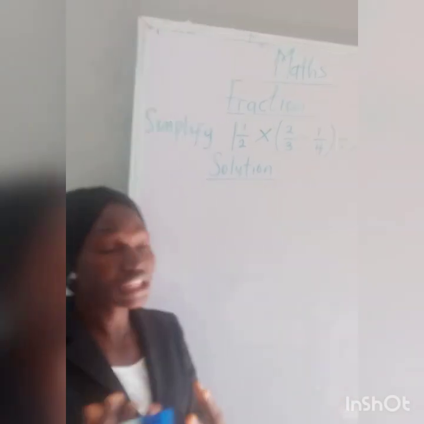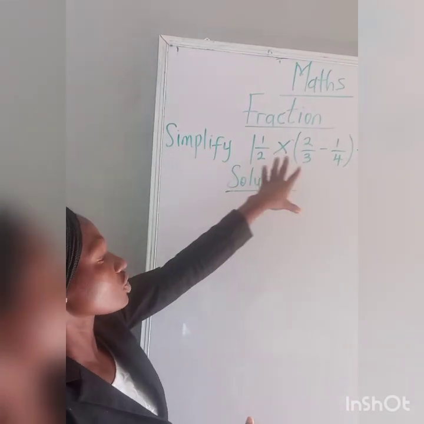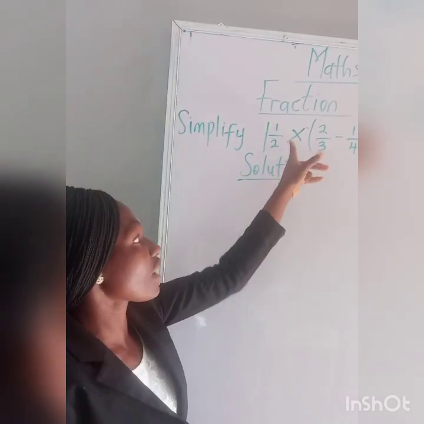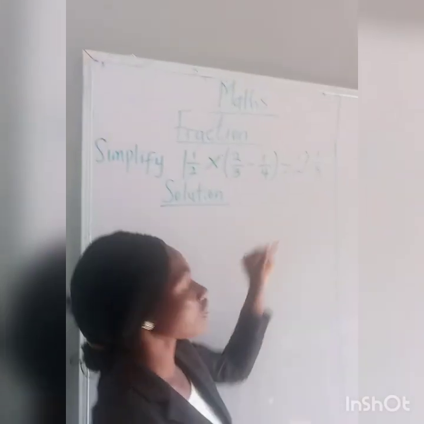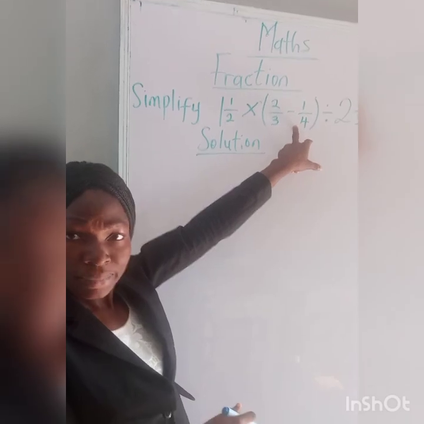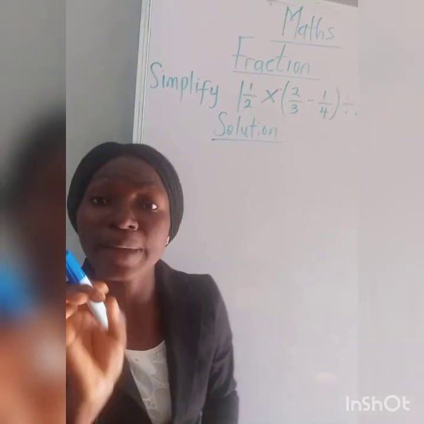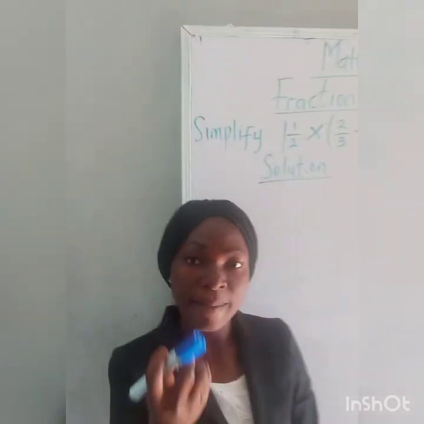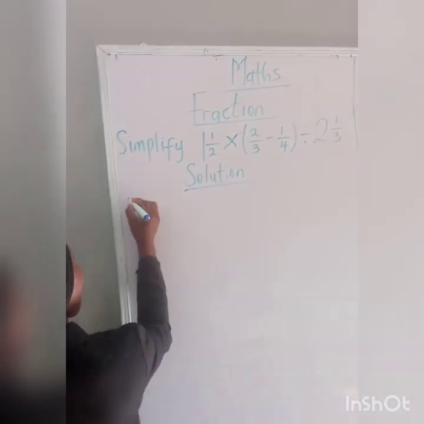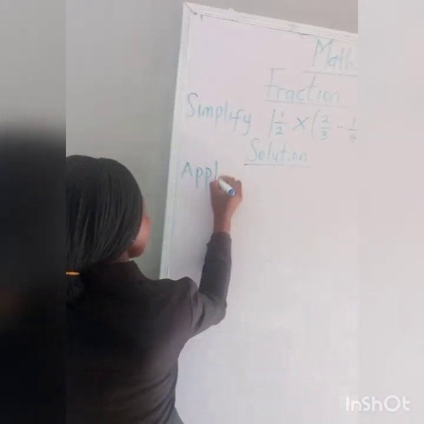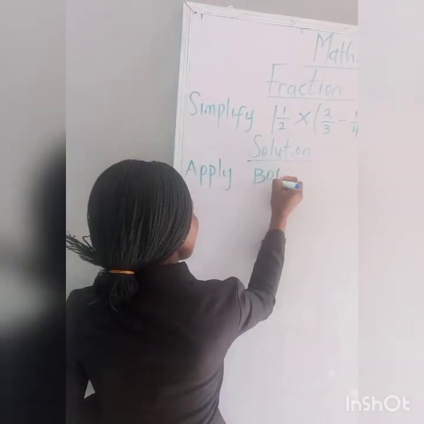This is how we do it. We have to simplify this fraction question. As you can see, we have multiplication, we have brackets, we have division, we even have subtraction in between. Now the first thing you do is you apply BODMAS.